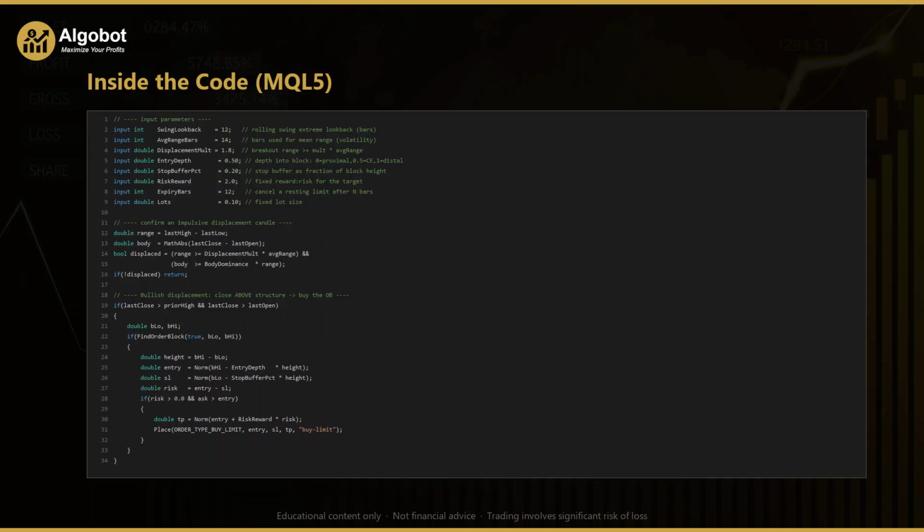For a long, the code checks that the last close is above the prior swing high and that the candle closed up. It then calls find order block to locate the last down candle's body, giving the low and high of the zone. It computes the block height, then the entry as the block high minus the entry depth times the height. The stop sits below the block low by the buffer. The risk is entry minus stop, and the take profit is entry plus reward times risk. Finally, only if there is positive risk and the current ask is still above the entry does it place a buy limit. The short side mirrors this exactly.